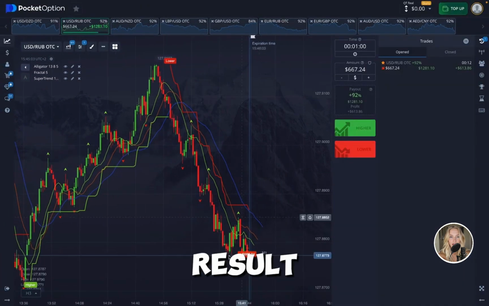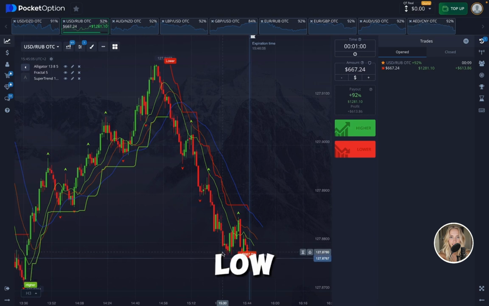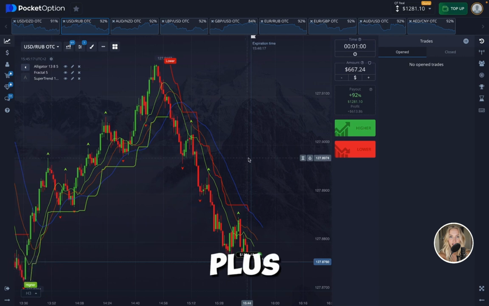We are looking at the result. We have already broken the first low. It's happening. Last seconds to close this position. And the trade closes on the plus side. Great. I can see over $1,000 on my balance.